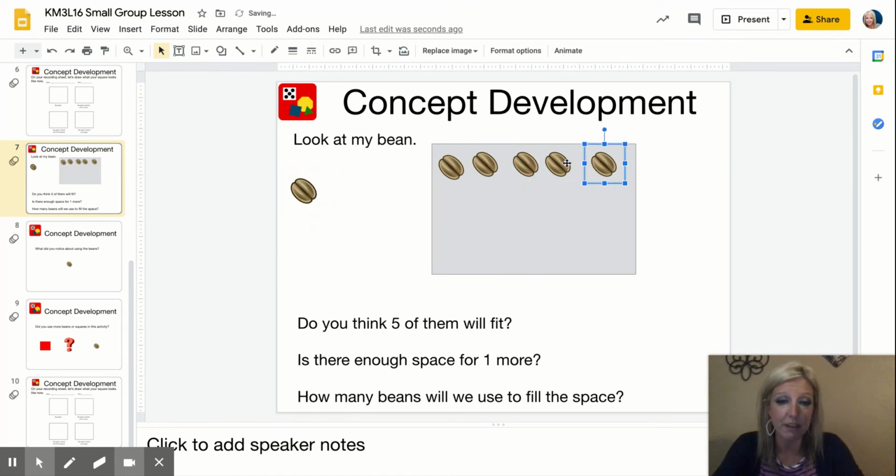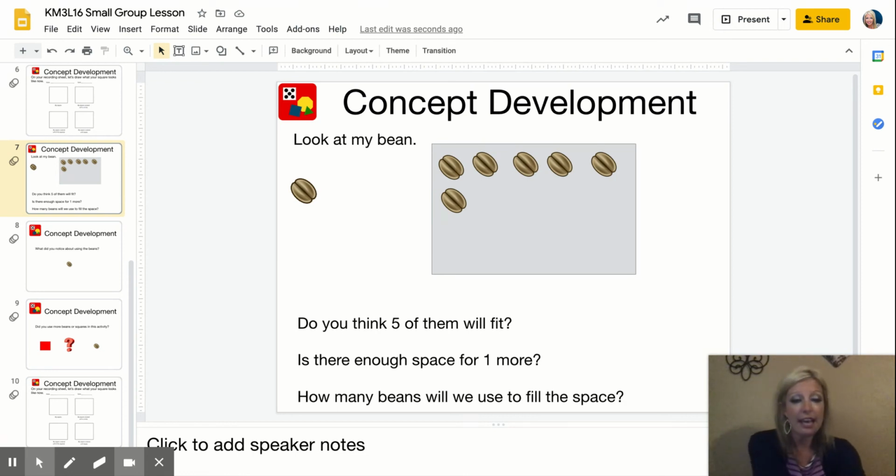I bet we probably could have fit more if we had real beans and not computer beans. All right, so we have 5 that fit. Do you think I have enough for one more? Of course we do. So judging from this picture, how many more beans do you think I would use to fill my space? Go ahead and pause the video and discuss that with your parent or someone at your home. So here we have 6 beans.